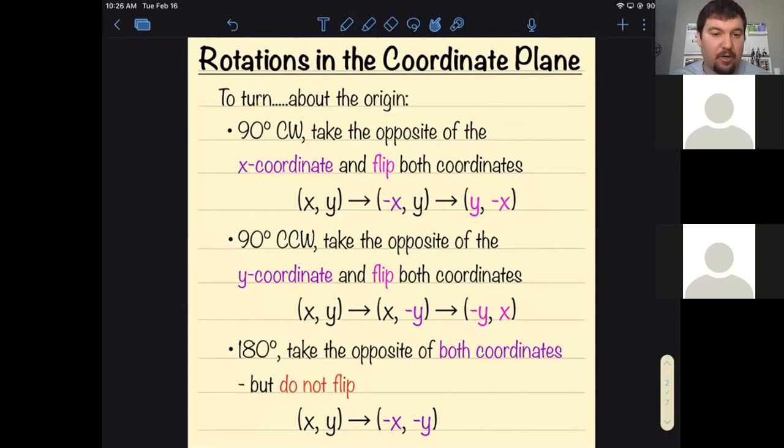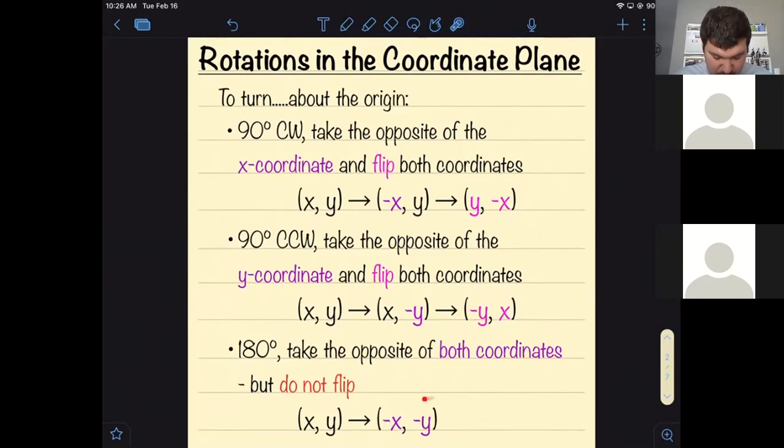Exact opposite for counterclockwise. Take the opposite of the y coordinate, and then flip them. Okay? And then the easiest one is the 180 degrees. Take the opposite of both coordinates, but do not flip them.